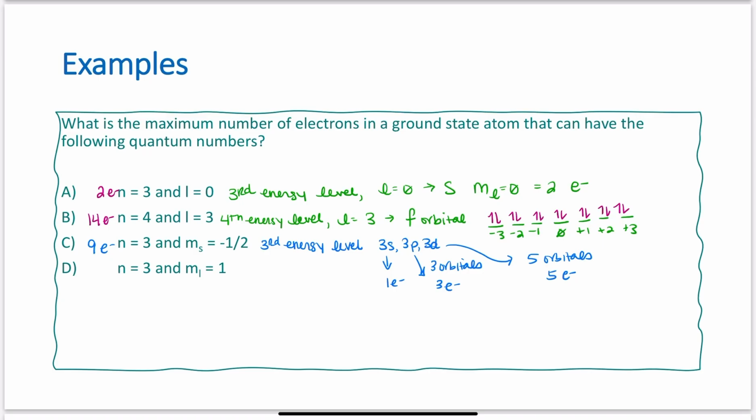And N equals 3, M sub L equals 1. It's your 3rd energy level again. M sub L is telling you the orientation of that orbital. So 3rd energy level could be 3s, 3p, or 3d, but 3s cannot have an M sub L value of 1. 3p has one orbital that has an M sub L value of 1, holding 2 electrons, and 3d also has one orbital with M sub L value equal to +1, holding 2 electrons. So overall, 4 electrons here.